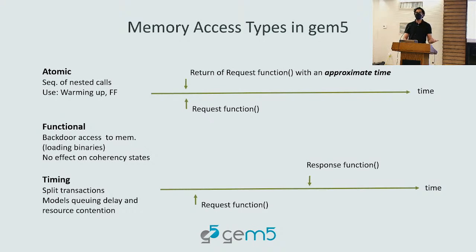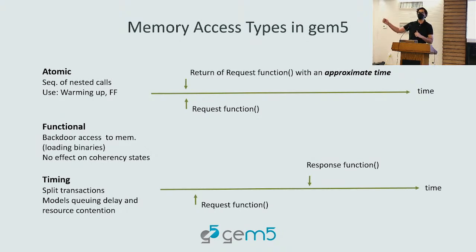In contrast to the atomic memory access type, totally on the opposite axis of your speed and accuracy trade-off, we have timing memory access types, which are very detailed and usually modeled as split transactions. As you can see in the bottom right of the slide, let's say at some point in time there is a requester which, through some request function, sends a request.